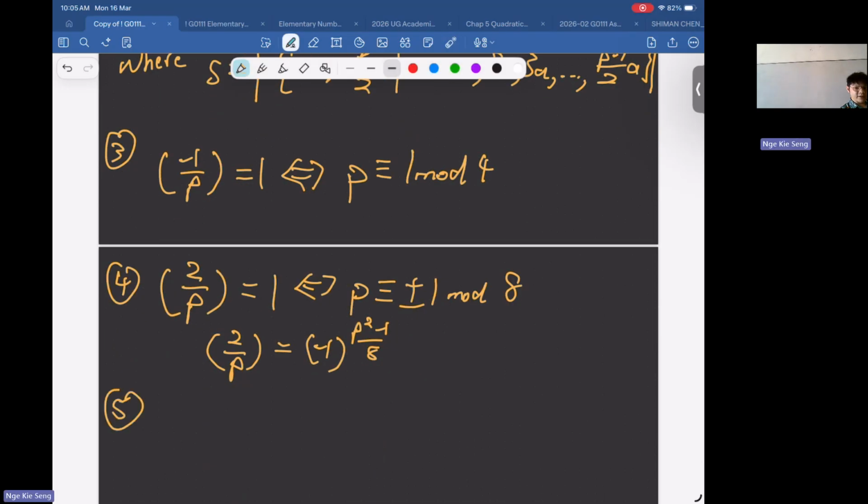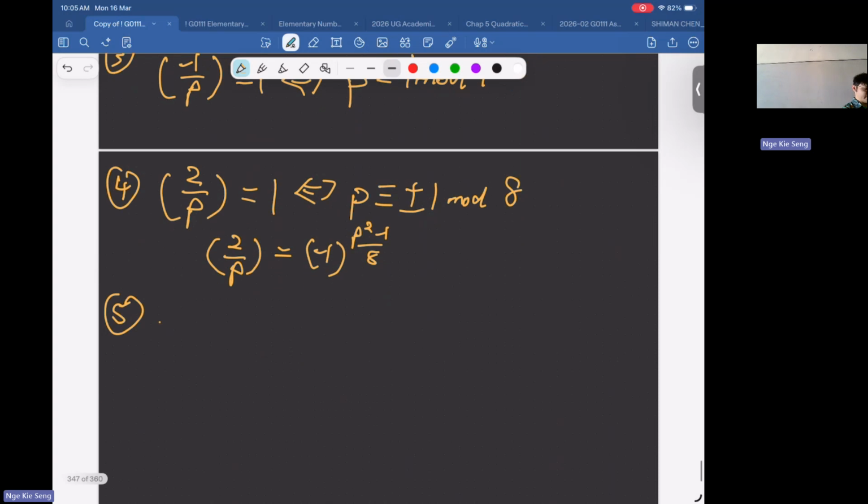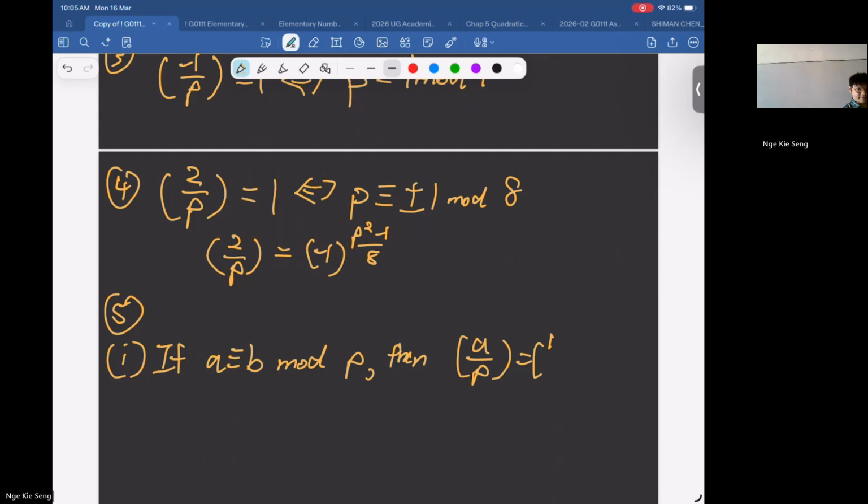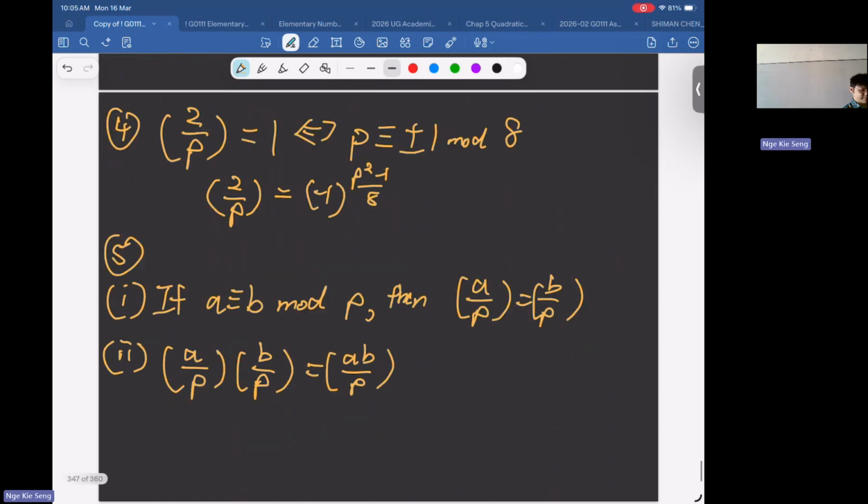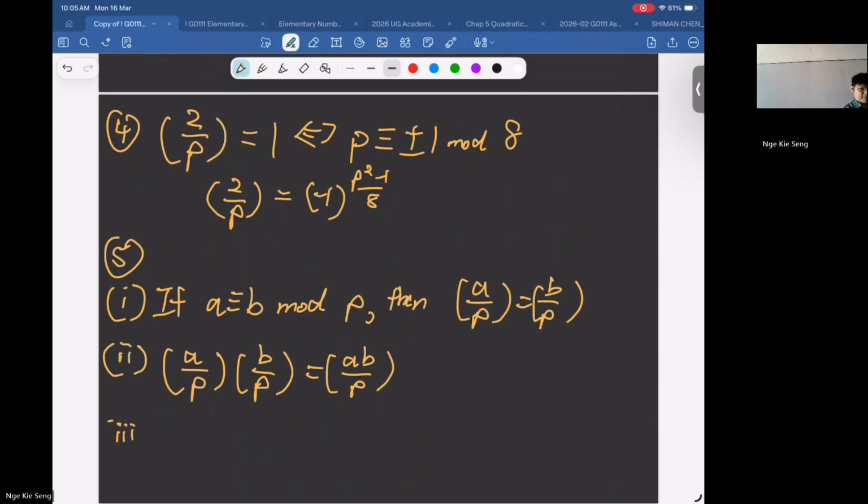And there are some properties of the Legendre symbol. For example, if two numbers are congruent to each other, then their Legendre symbols are the same. Or if you can split up your numerator into products, then you can also split the Legendre symbol into products. And from here, we can deduce that if your number is a perfect square, then the Legendre symbol is always 1.